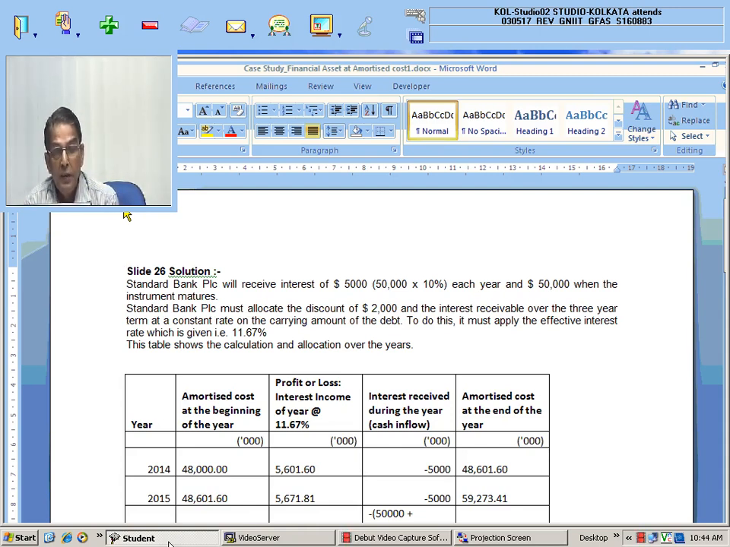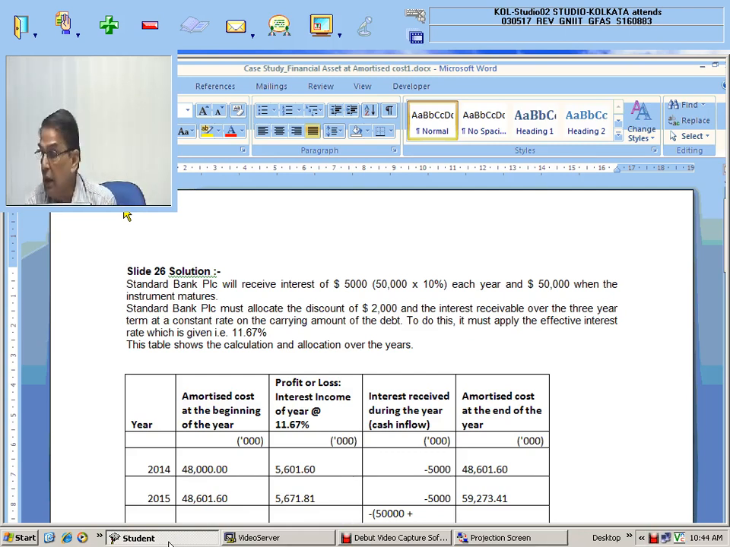Now Standard Bank PLC, how much is the discount for the loan? The loan has been purchased for 48 million although the nominal value of the loan is only 50 million or 50,000. So loan has been purchased for 48,000. That means a discount of 2,000. Now this discount must be allocated, and the interest receivable over the 3-year term will be allocated at a constant rate on the carrying amount of the debt. To do this, it must apply the effective interest rate, which is given as 11.67%.